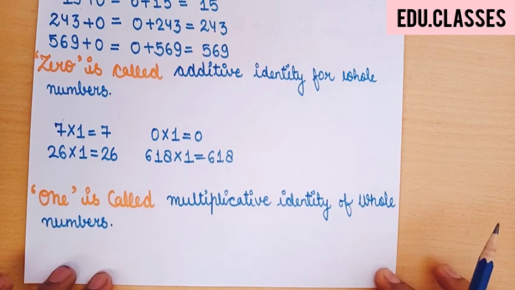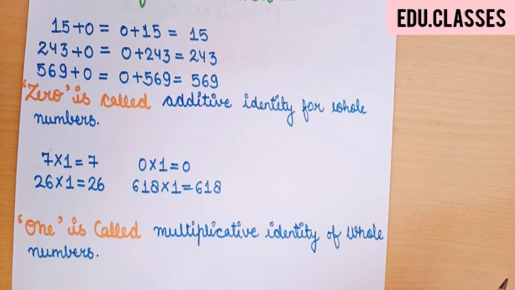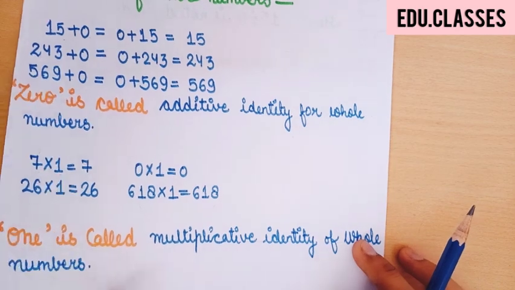Okay, so I am again revising it. What is the additive identity for whole numbers? When we add 0 to any number, we get the same number again. The identity is not changing, so we call 0 the additive identity for whole numbers. Now in the case of multiplication, when we multiply any number with 1, our answer comes the same. So we say that 1 is the multiplicative identity of whole numbers. So let's come to the next topic.